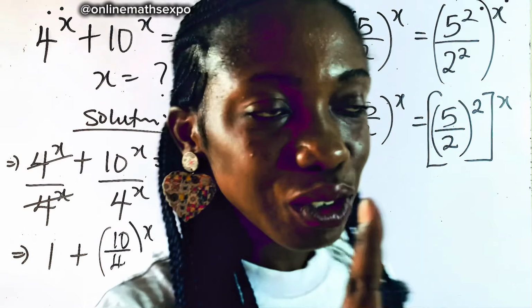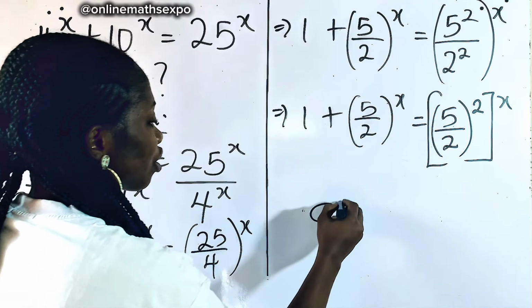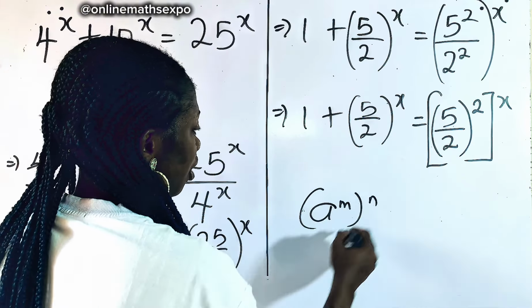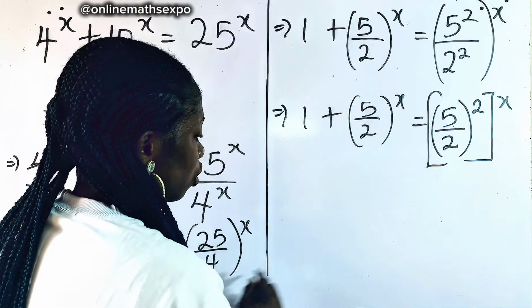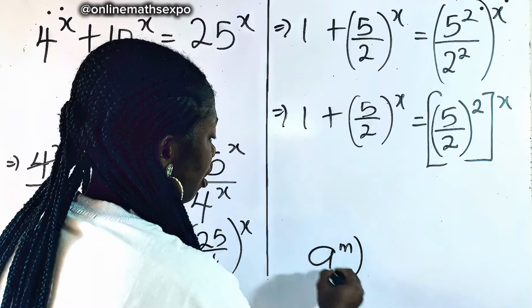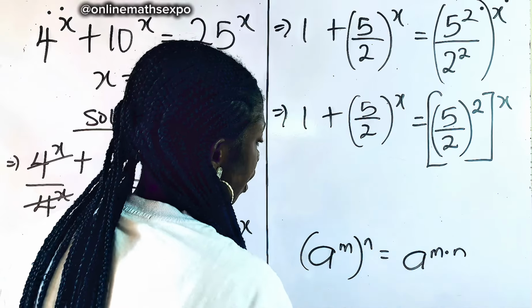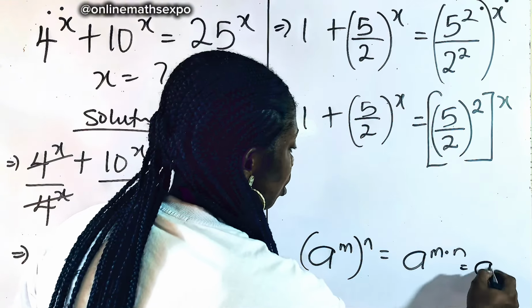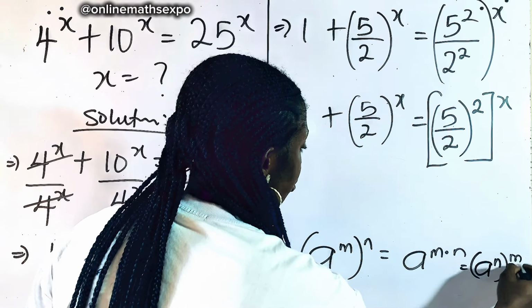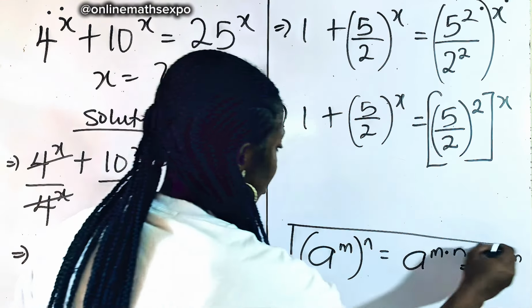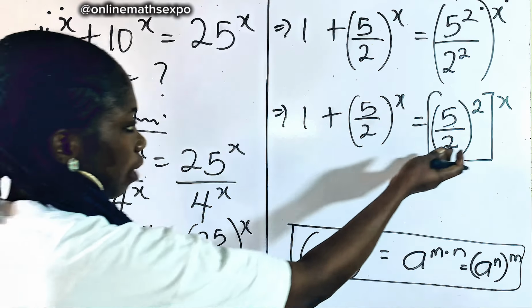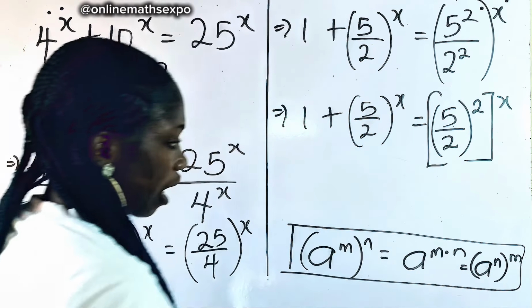Just remember this also, that for every a to the power of m raised to the power of n, let's bring it down. So we have a to the power of m raised to power n. It's always a to the power of m multiplied by n, which is a to the power of n raised to the power of m. So these 3 are the same. In that case, we can apply it here. You can switch the powers.